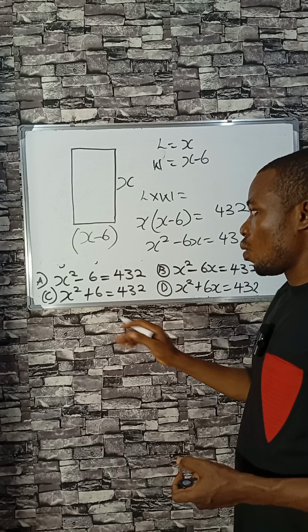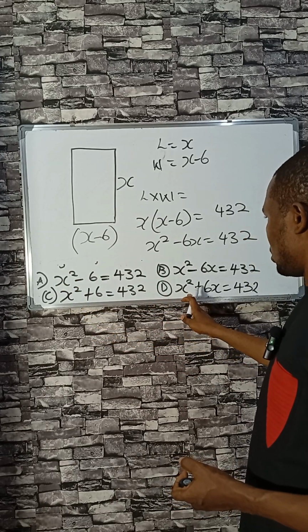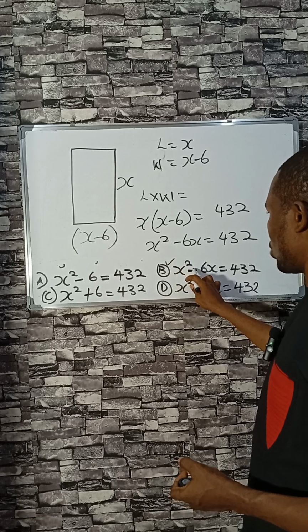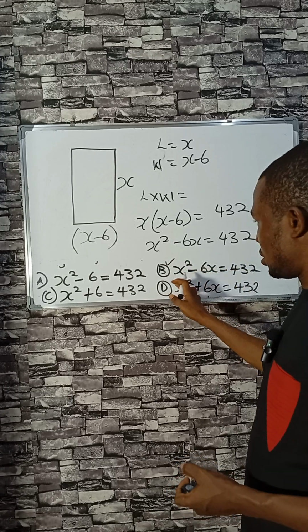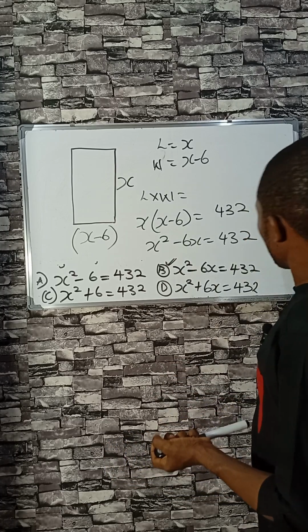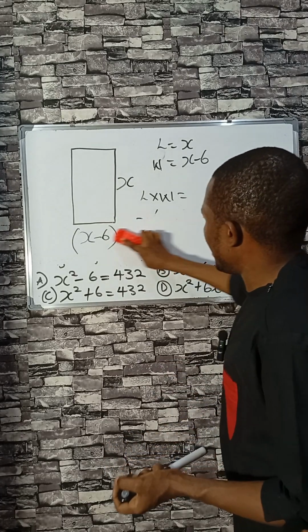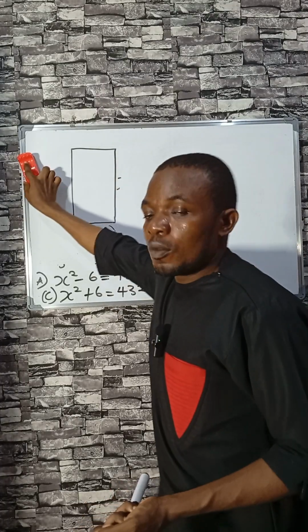Check closely. One of these is correct. It's not this, not this, not this, but it's this. So x squared minus 6x equals 432. That is the equation. But you can go ahead and solve this to actually know the length of the rectangle of the poster.